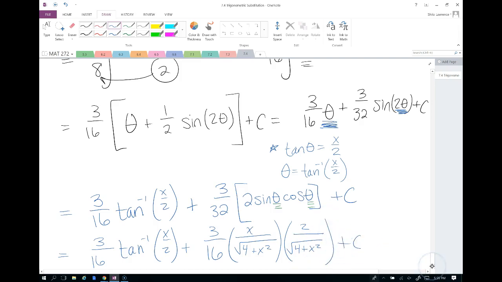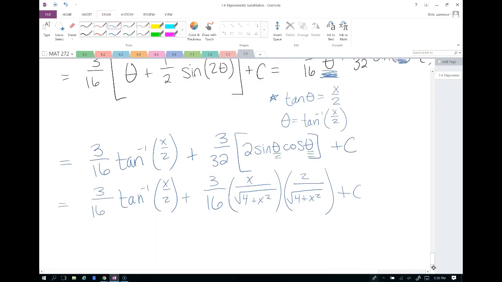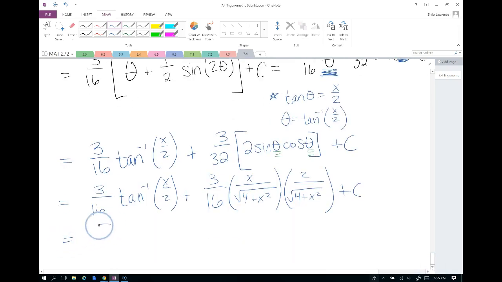And then we'll just try to simplify down that last term really quick for our final answer. So 3/16 tan inverse of x over 2. And then this 2 can cancel here. We've got 3/8. Square root times a square root is going to just leave the radicand. So I've got 3x over 8 times 4 plus x squared in the bottom.